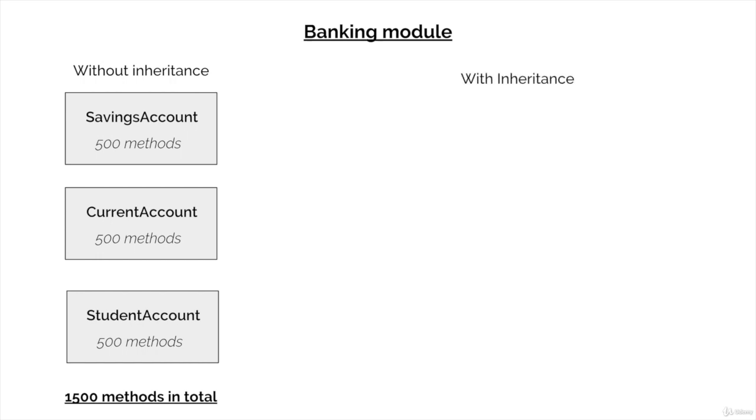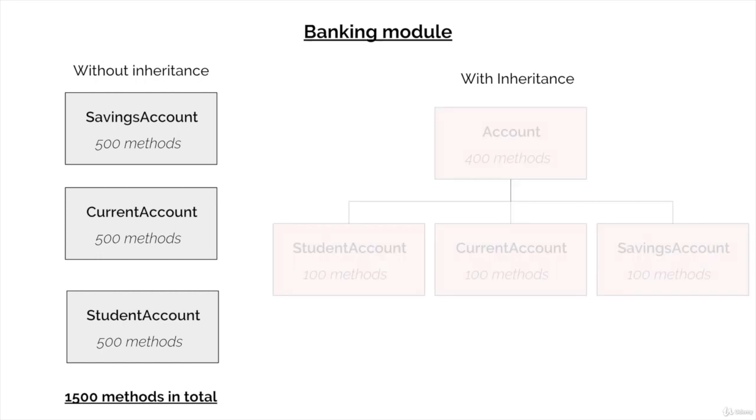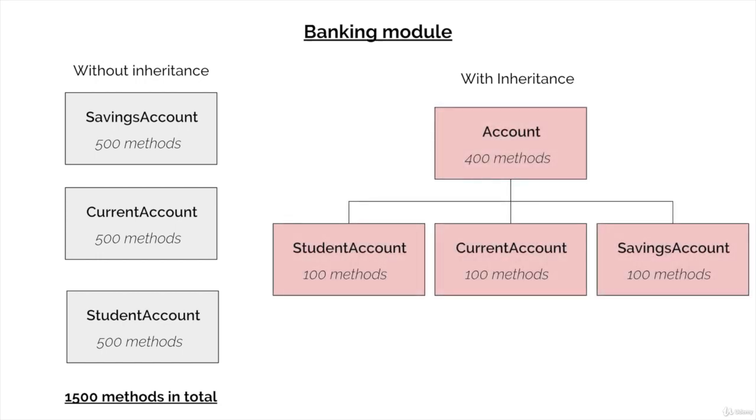With inheritance, what you can do is, savings, current, and student are nothing but types of account. So you can define a parent class called account, which has all the common methods across the accounts in the bank, and then you can create specific accounts, which are student account, current account, and savings account, and inherit the account class as the parent.